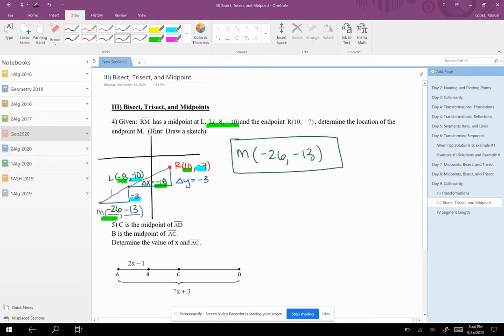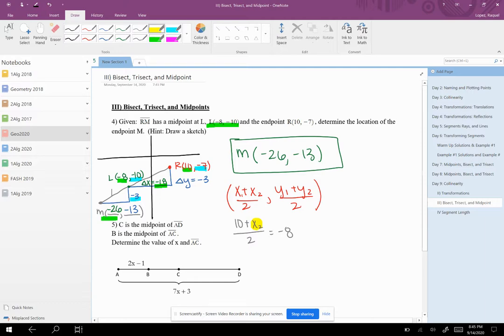Now, if you don't like this way, another way you can do it is by using the midpoint formula. And remember, the midpoint formula is (x1 plus x2) divided by 2, comma, (y1 plus y2) divided by 2. What we can do is substitute the values in for one of the endpoints, and leave the variable for the other endpoint. So for example, if I was trying to find the x value here, I would put in 10. I don't know what the endpoint for M is, so I would leave that as x2 divided by 2. But I know the x coordinate for the midpoint is -8. So if I work backwards here, I'll find that x value.